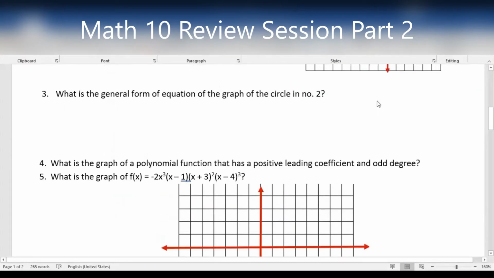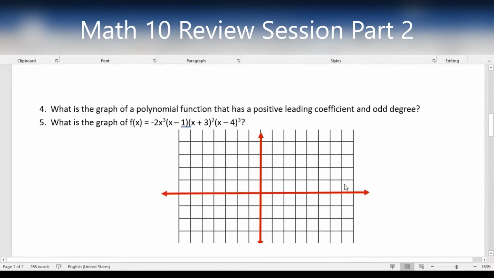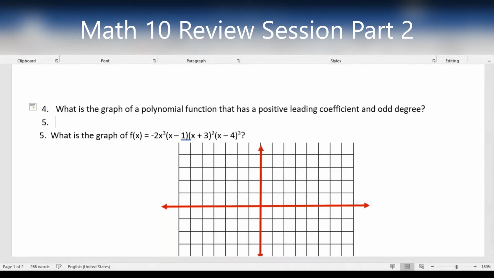Now, for the next item, ayan na. May pinalitan ako dyan, so mas dumami siya para mas mahaba yung graph. Graph the given. Here we have to graph, but in the exam, you have choices. What is the graph? Okay, yung number 4 pala is separate. What is the graph of the polynomial function that has a positive leading coefficient and odd degree? So let's see who can answer this.